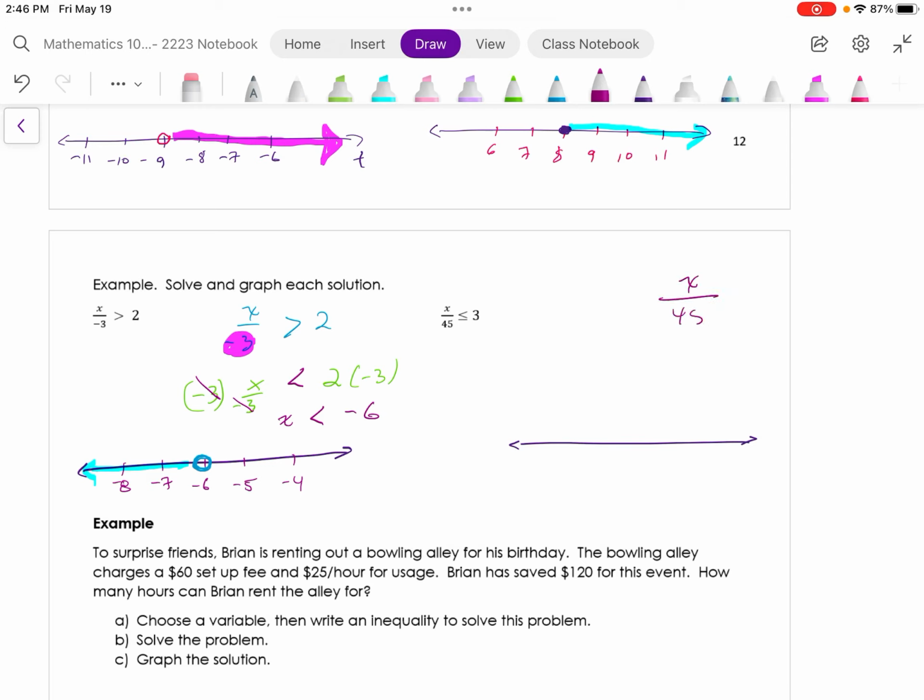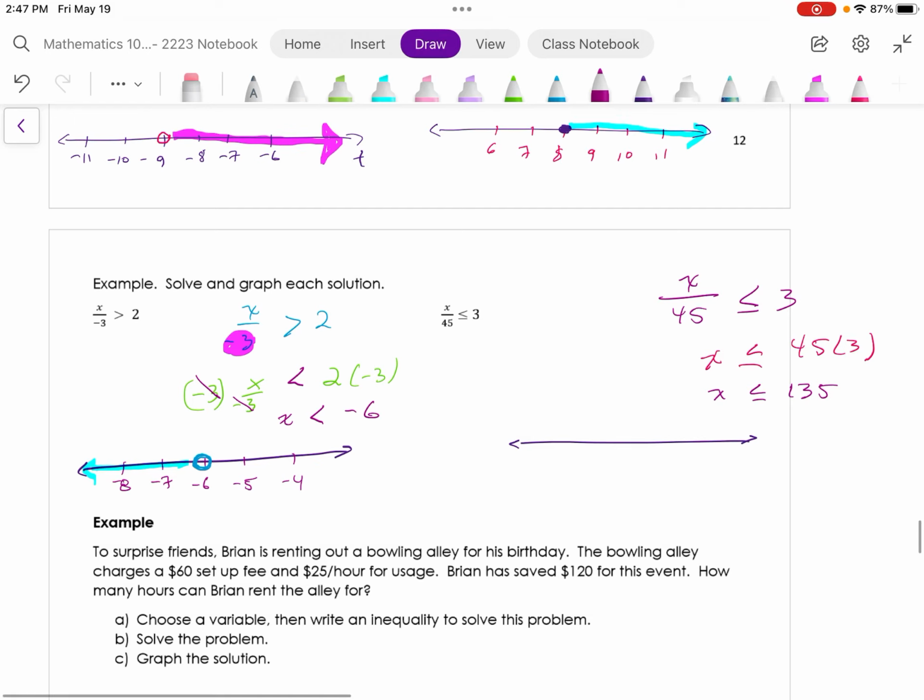All right, next one. x divided by 45 is less than or equal to 3. We're going to solve this again. I'm going to multiply both sides by 45. If I multiply the left-hand side by 45, all that's left is x. If I multiply the right-hand side by 45, it's 3 times 45. Notice here how my inequality sign stayed the same direction, because I'm multiplying by a positive integer. Positive integers don't change the direction. So what I get is x is less than or equal to, I believe, 135.